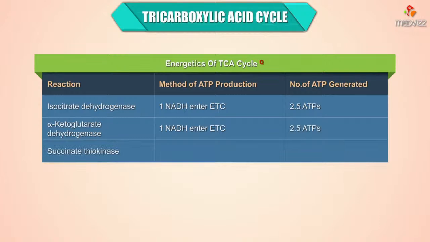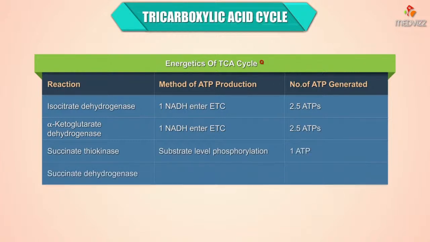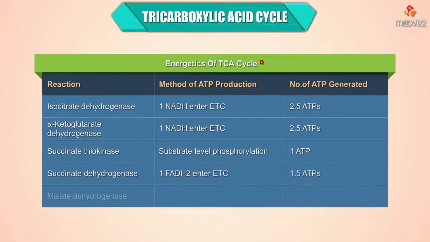Succinate thiokinase. Substrate level phosphorylation. Number of ATP generated is 1. Succinate dehydrogenase. Method of ATP production is 1 FADH2, enters ETC. Number of ATP generated is 1.5 ATPs. Malate dehydrogenase. 1 NADH, enters ETC. Number of ATPs generated is 2.5.